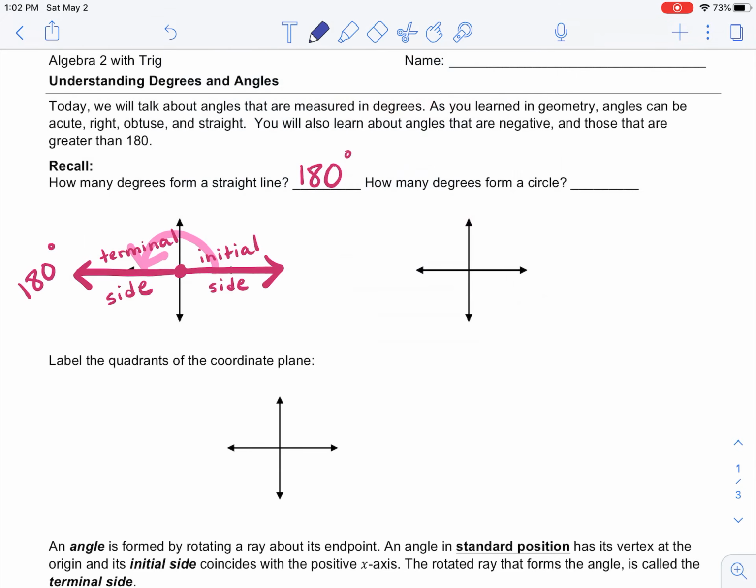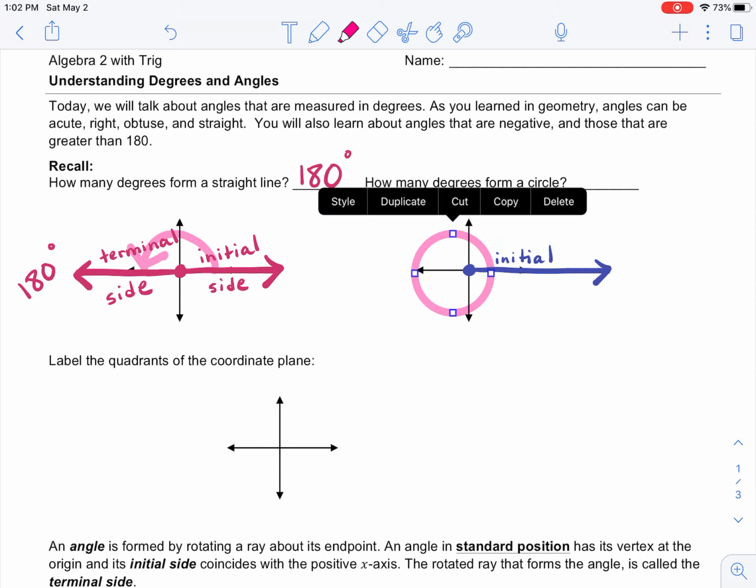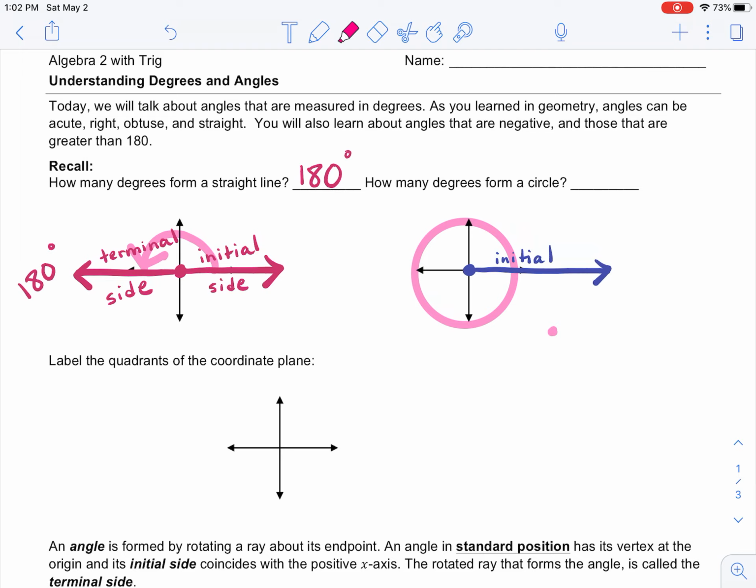All right, now let's draw another angle that creates a circle. So the initial side is going to be right here. And if we want to draw a circle, we're going to start on the initial side and we're going to go all the way around, and we're going to stop. And so my circle is going to pass through 180 degrees here, and then it's going to keep going. Notice you have 180 plus 180, so there are 360 degrees in a circle.